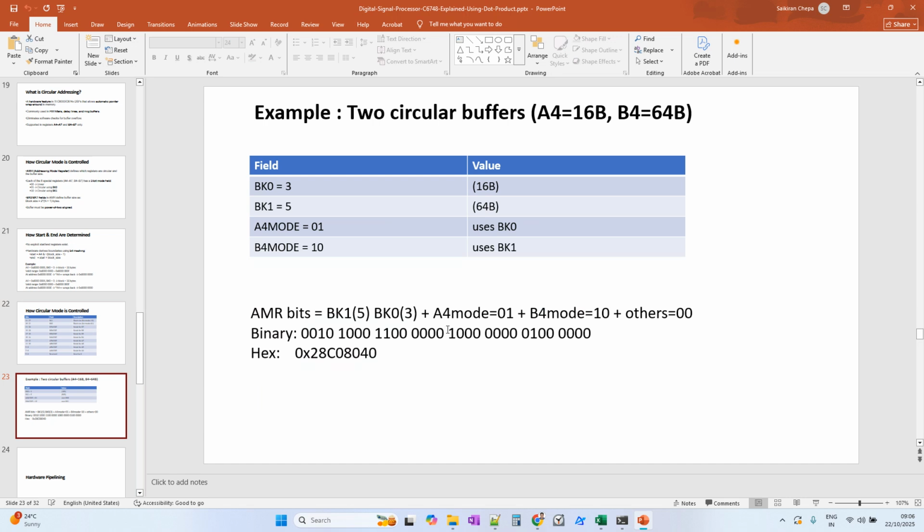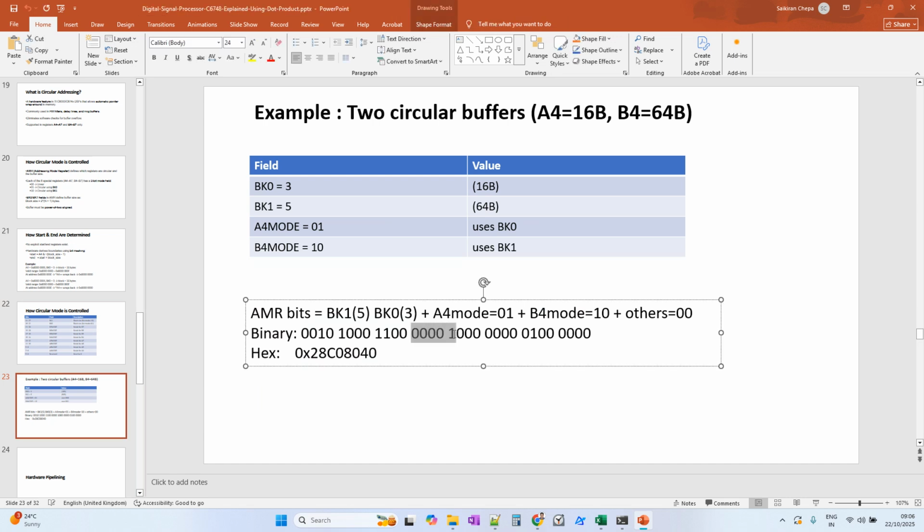So B4 mode is 10. The 01 I have given here is for A4, and A5, A6, A7 are linear. Then this is for B4. B4 is 10, so the 10 is given here. The remaining B5, B6, B7 are 00.